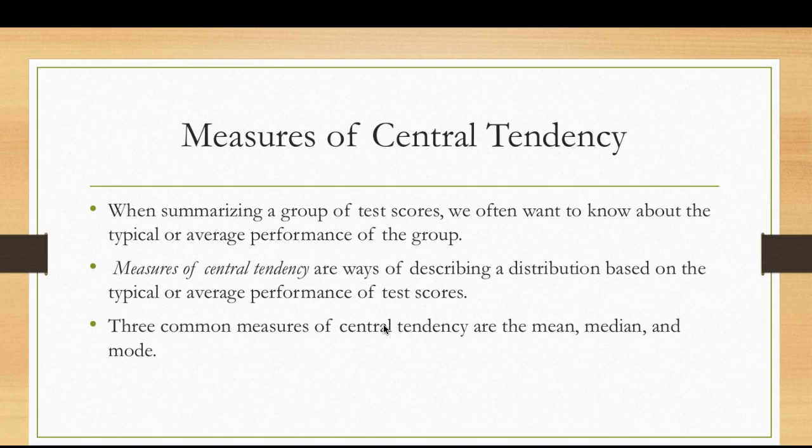Measures of central tendency are ways of describing a distribution based on a typical or average performance of test scores. For example, when we go out to eat, it's good to know the average price of a plate. When we shop for cars, it's important to know the average price for that particular make and model. In education, schools often recruit students based on their earning consistently high ACT and SAT scores.